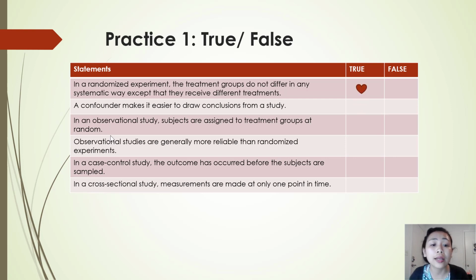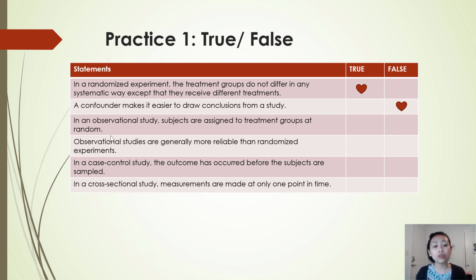A confounder makes it easier to draw a conclusion from the study. This is false because sometimes we don't need a confounder. In some situations we need a confounder, but in general we don't really need a confounder. So this is false.